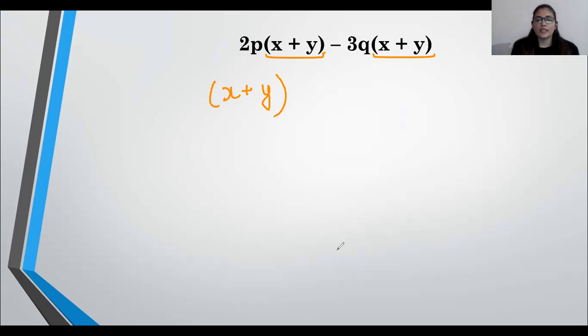Great. So what is left behind? In the first term, you will get 2 times p. It is left behind. And in the second term, you will get negative 3q, which is left behind. Okay, and you are done with this. So this is your final answer.